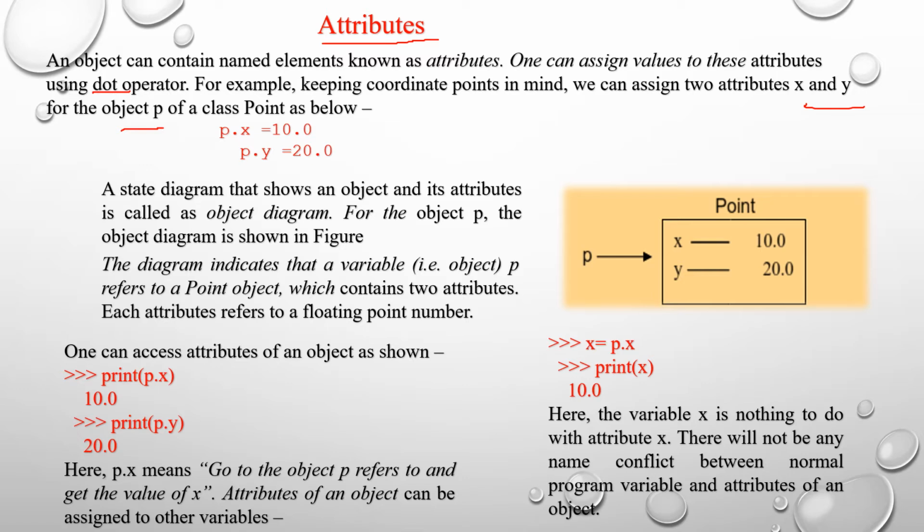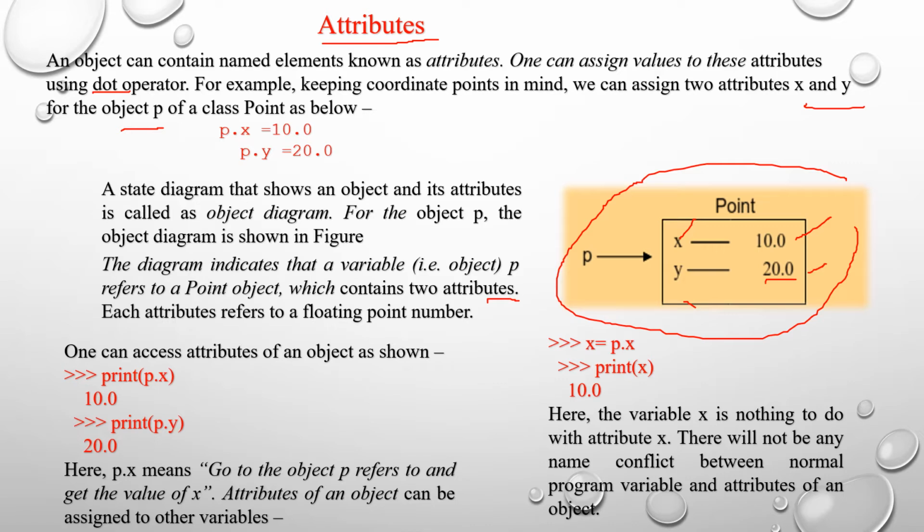A state diagram that shows an object and its attributes is called an object diagram. For the object p, the object diagram is shown in this figure, and this is the object diagram. The diagram indicates that a variable, that is object p, refers to a Point object which contains two attributes. The two attributes are x and y. Each attribute refers to a floating point number. So x refers to 10.0, which is the first floating point, and y refers to 20.0, which is the second floating point.